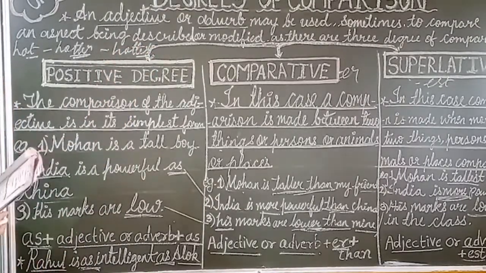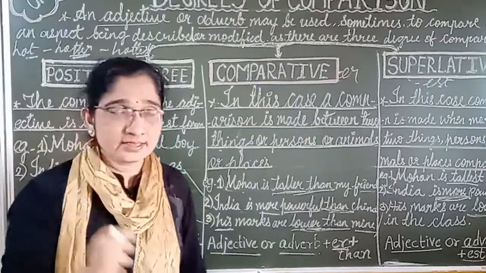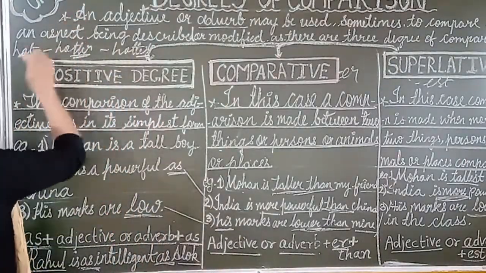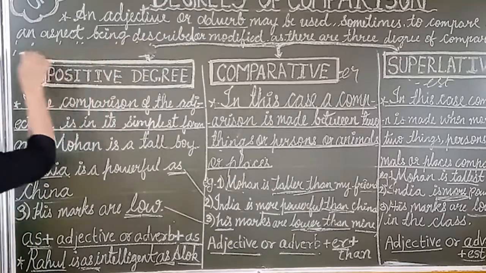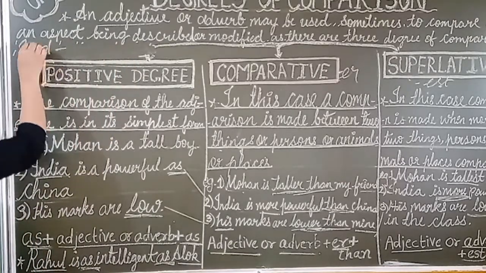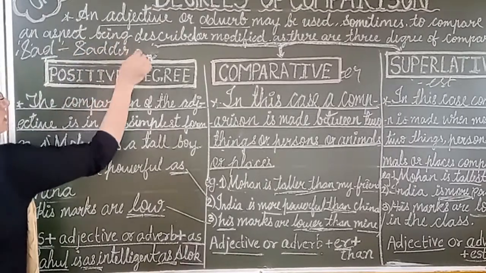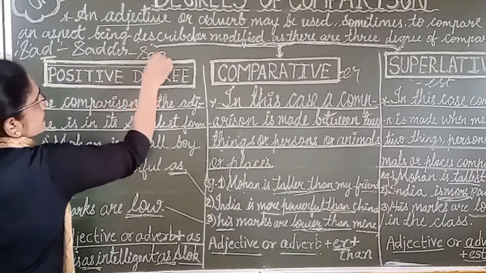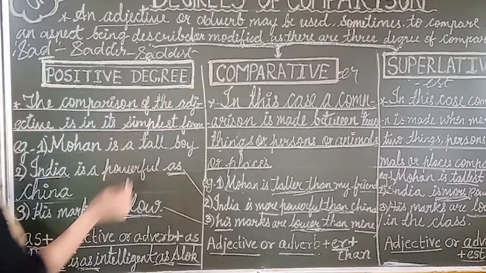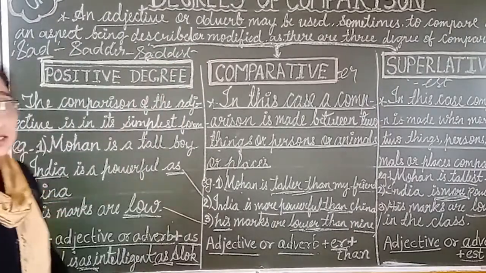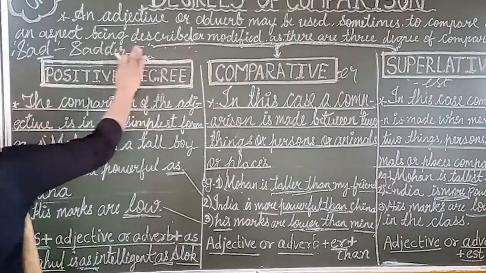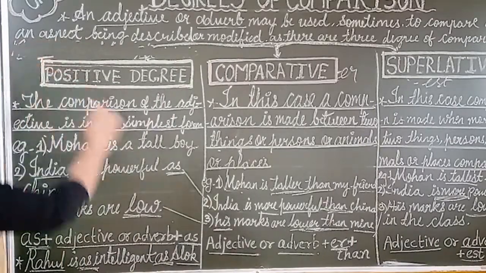Next one, sad. Sad, sadder, saddest. See, the last letter is doubled now. Sadder and then saddest. Next one, thin, thinner, thinnest. The N is doubled. The last letter is doubled in some cases.